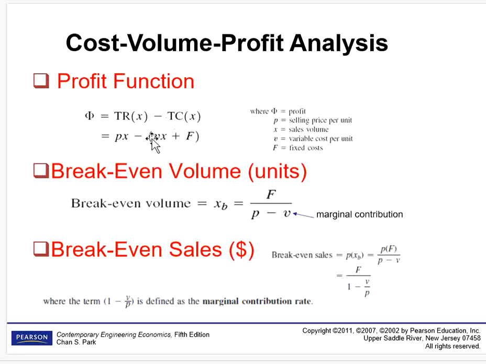Cost has two portions. It has a variable cost and a fixed cost. Fixed cost does not depend on the number of units we sell, right? So it does not depend on the sales volume. It is fixed. Now variable cost, which is V, V times X. X is the number of units sold or the sales volume. So revenue minus cost is a profit. This is what we call a profit function.